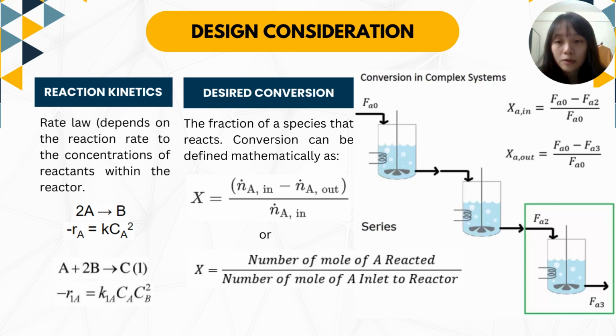For the second example, there are two reactants A and B, so the reaction rate will be k C_A to the power of 2. The desired conversion refers to the fraction of a species that reacts. The conversion can be calculated by this formula, X equals the number of moles of A reacted over the number of moles of A fed into the reactor. This also shows the conversion calculation in a complex system.